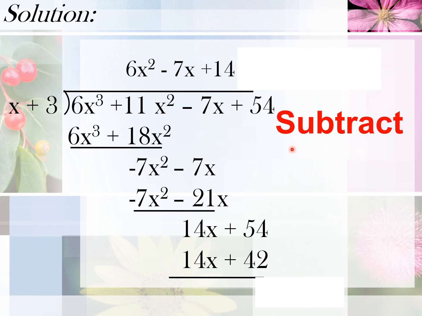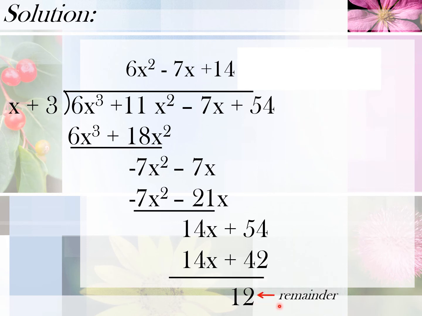And then, proceed tayo sa subtraction. So, change sign ulit tayo sa 14x plus 42. Magiging negative 14x minus 42. So, 14x plus negative 14x, that is 0 na. 54 plus negative 42, that is equal to 12. And 12 will be our remainder. And ang final answer natin is 6x squared minus 7x plus 14 plus 12 over x plus 3.